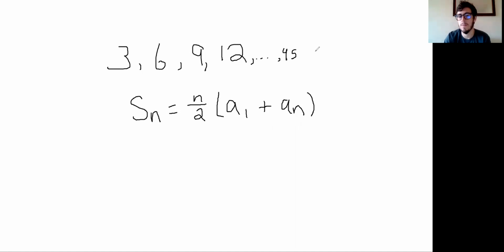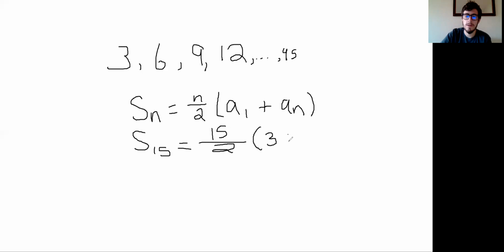So in this case, before 45 would be 42. 42 plus 6 would be 48. 3 plus 45 would be 48. It always adds up to 48, which is why we divide by 2, because there are half as many pairs as numbers. So in order to find the 15th partial sum, we do 15 over 2. Even though there's an odd number, it still works.